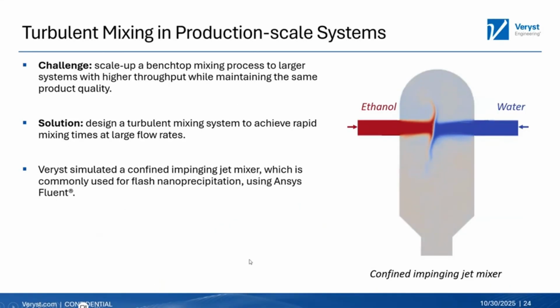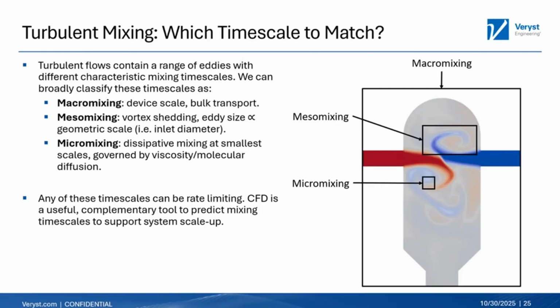So if we look at an example of this, here is what's called an impinging jet mixer, where we have ethanol coming in from the left, water coming in from the right, and they meet at an impingement plane in the middle of the mixer and oscillate and create turbulence based on that interaction. And so what we want to understand here is, where do we have these various timescales as we scale up this device, that we need to understand and try to match between smaller scale and larger scale systems.